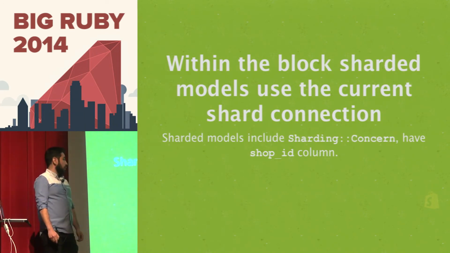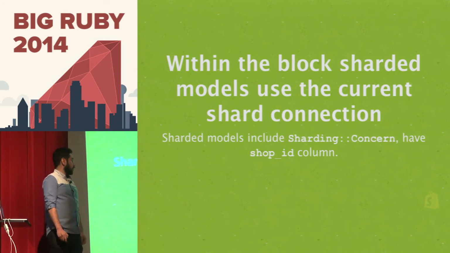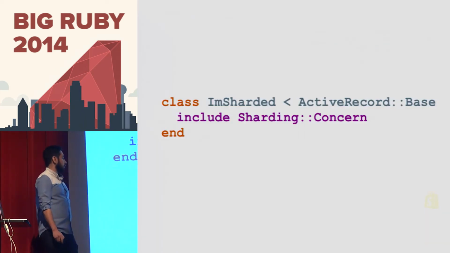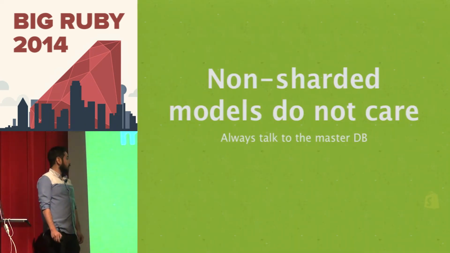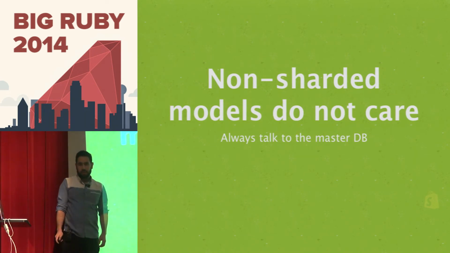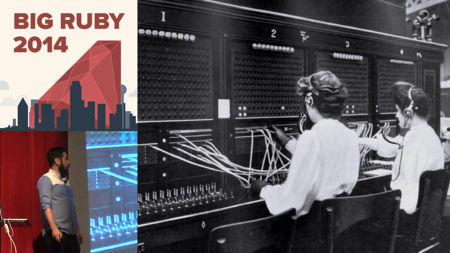A sharded model has to include a module called sharding concern and have a shop ID column. So this is all you need to declare a model being sharded in Shopify. Non-sharded models don't care at all. They always talk to the master database, and that's it.